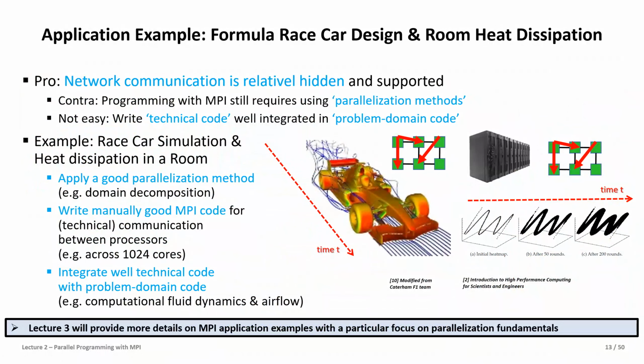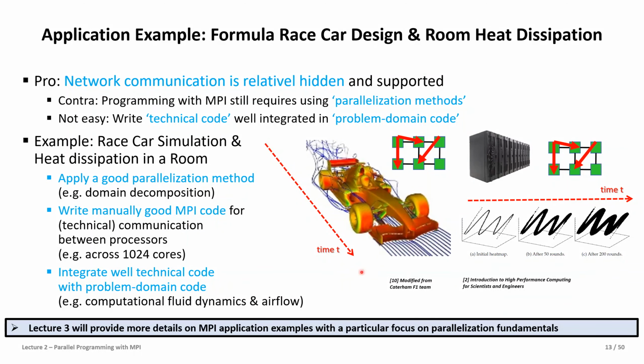Now, thinking a bit more towards how I can actually think more in parallel. The network communication is more or less hidden, which is nice. When you think about MPI, you have a nice functional setup which enables parallelization, send and receive messages. We will see that in a moment. Of course, then it needs to be well integrated in the domain code, which is more the challenge.